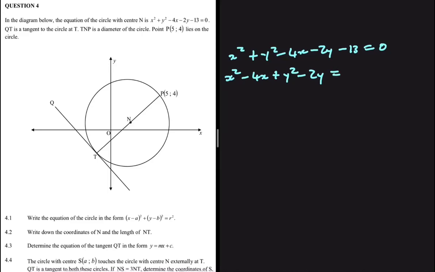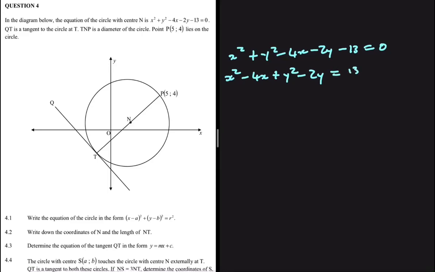Write the equation of the circle in the form (x minus a) squared plus (y minus b) squared is equal to r squared. We are given an equation: x squared plus y squared minus 4x minus 2y minus 13 is equal to 0. Before we do anything fancy, let's just group like terms. If we do that, we're going to have x squared minus 4x plus y squared minus 2y. Let's take the constant to the right hand side. This is going to be equal to 13.